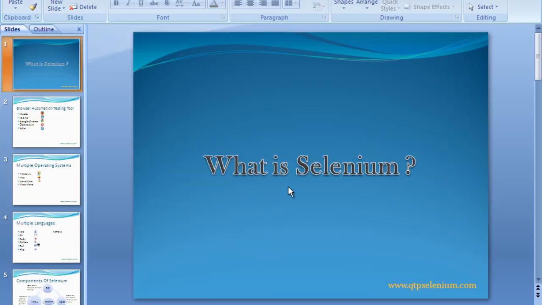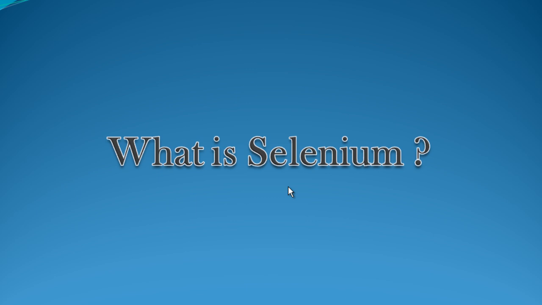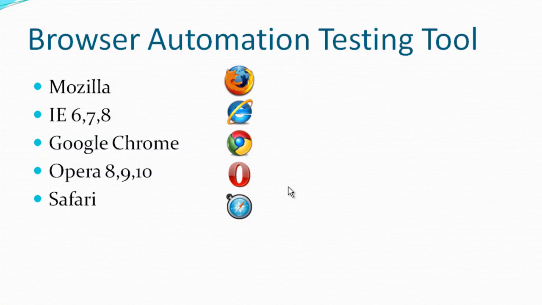So the very fundamental question, what Selenium is, the answer is basically it's an automation testing tool which will automate your web-based applications, and it works on the following browsers. It works on Mozilla, IE, Google Chrome, Opera, Safari. This makes this tool very powerful because it works on multiple browsers. Apart from this, it also works on the latest version of Mozilla, and on versions 6, 7, 8 of IE and 8, 9, 10 of Opera, the latest version of Chrome and Safari as well.